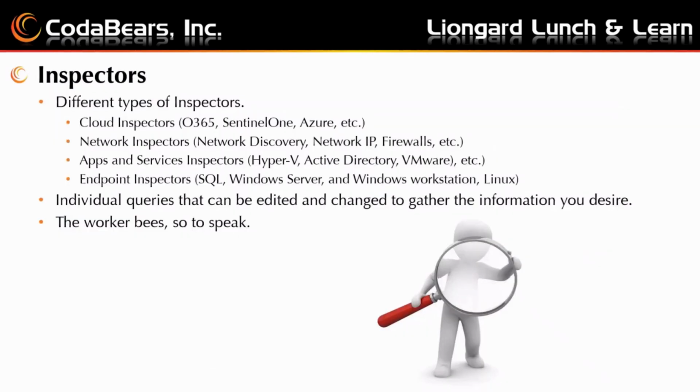The inspectors. So there's several different types of inspectors. Cloud inspectors go through your cloud services. These normally require a special account, API keys, and special access to go through those accounts in order to function properly. So this includes anything with Office 365, SentinelOne, Azure. Any network inspectors go through your network to find any new devices, any new firewall information, any IP changes.